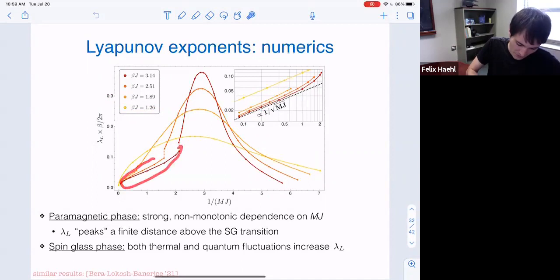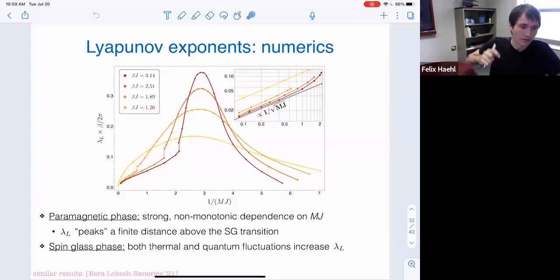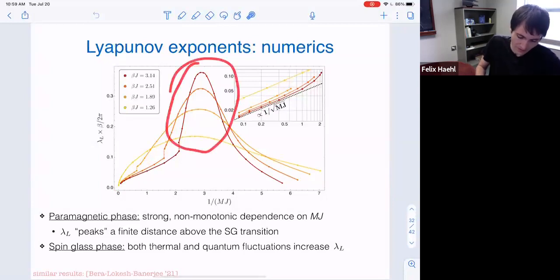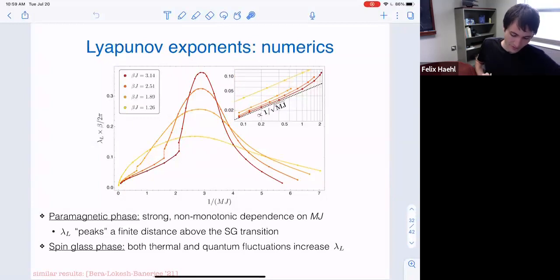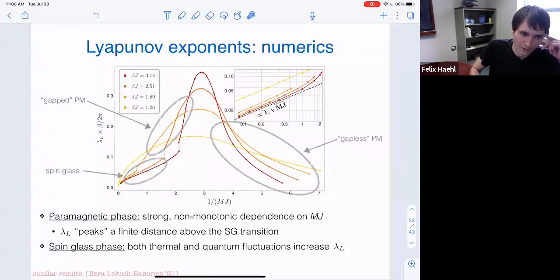On this side here, past these dotted lines, we're in the spin glass phase, and we can see that the Lyapunov exponents are smaller, but they're still non-zero, interestingly. And they allow for an analytic approximation. And in between, we have these interesting peaks. So this is still above the spin glass transition. We see some other sort of transition in the Lyapunov exponents as a function of mJ. And you can roughly associate that with these spectral properties I showed you before.